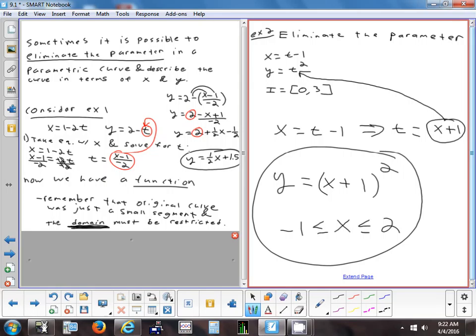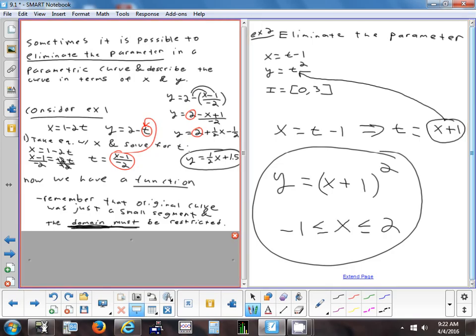If you plug the start point and end point into your y, that's your range. Okay? You do not have to give me the range unless they ask for it, but you do have to give me the domain. The domain must be restricted.